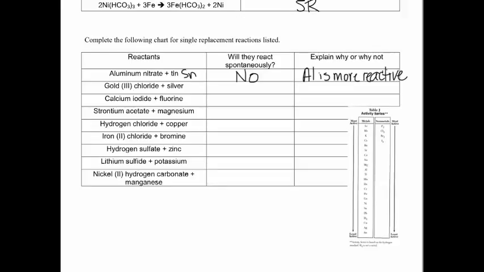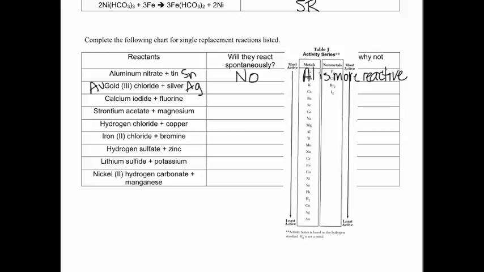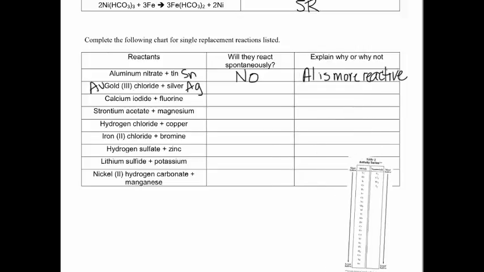All right, next one. We have silver by itself. So again, we're going to be comparing metals. We have silver and gold. You may need to look this up in Table S, but silver is Ag, gold is Au. So we're comparing silver and gold. They're down at the bottom. They're not very reactive. We have silver here and gold here. So silver is actually better looking, and as a result, chlorine is going to dump gold in order to be with silver. So the reaction will occur spontaneously, and the reason why is silver is more reactive.